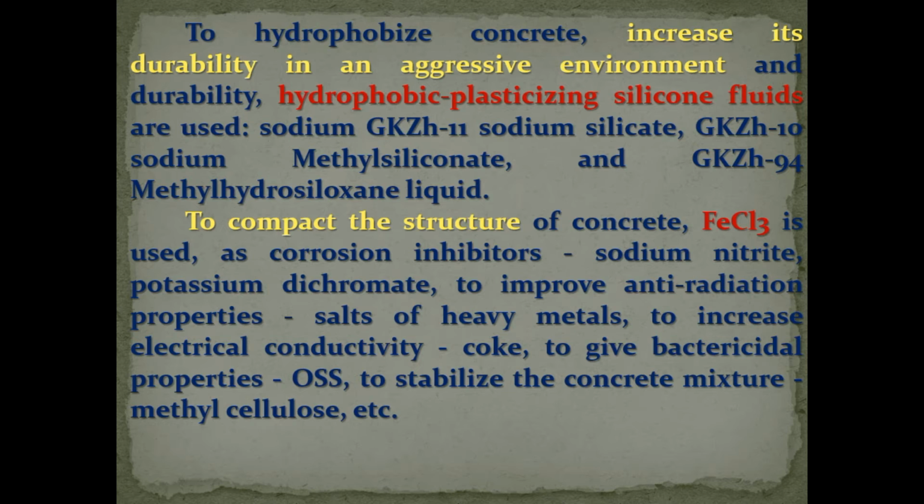To compact the structure of concrete, ferrochlor-3 is used, and corrosion inhibitors such as sodium nitrate and potassium hydromate. Salts of heavy metals improve anti-radiation properties and increase electrical conductivity, coke gives bactericidal properties, OSS stabilizes the concrete mixture, and methyl silicone additives are also used.